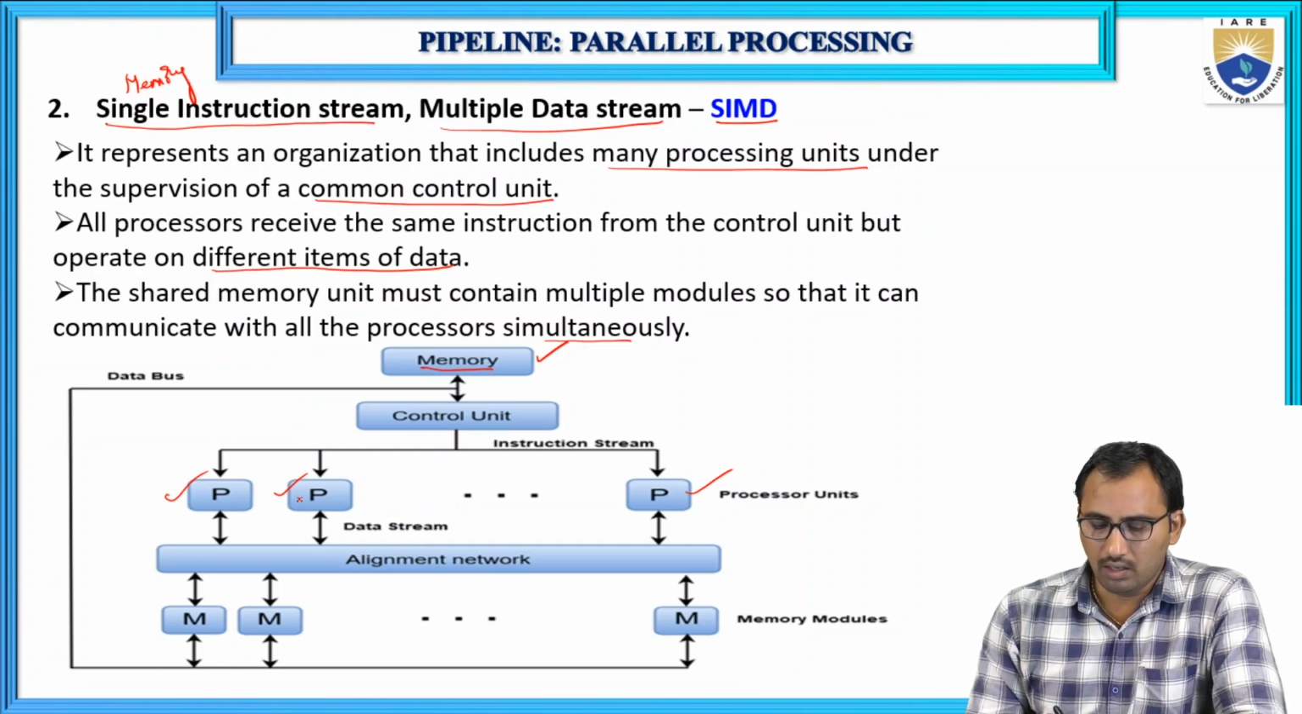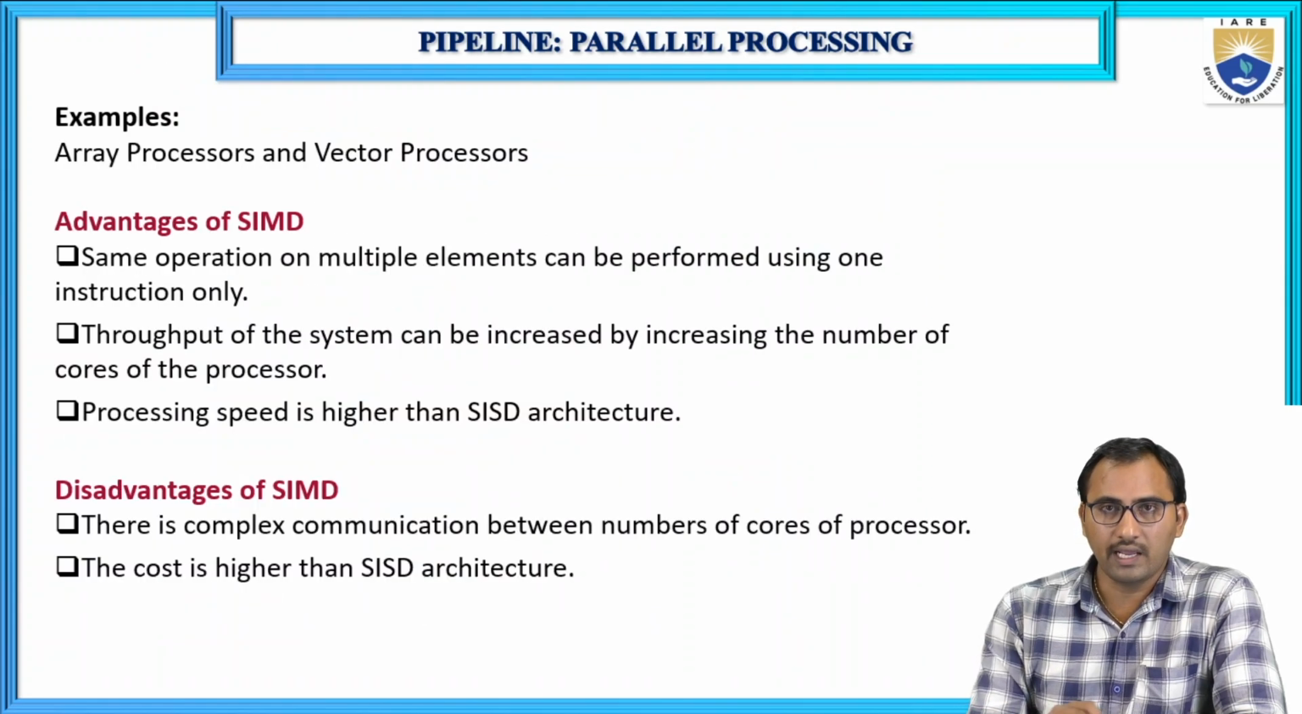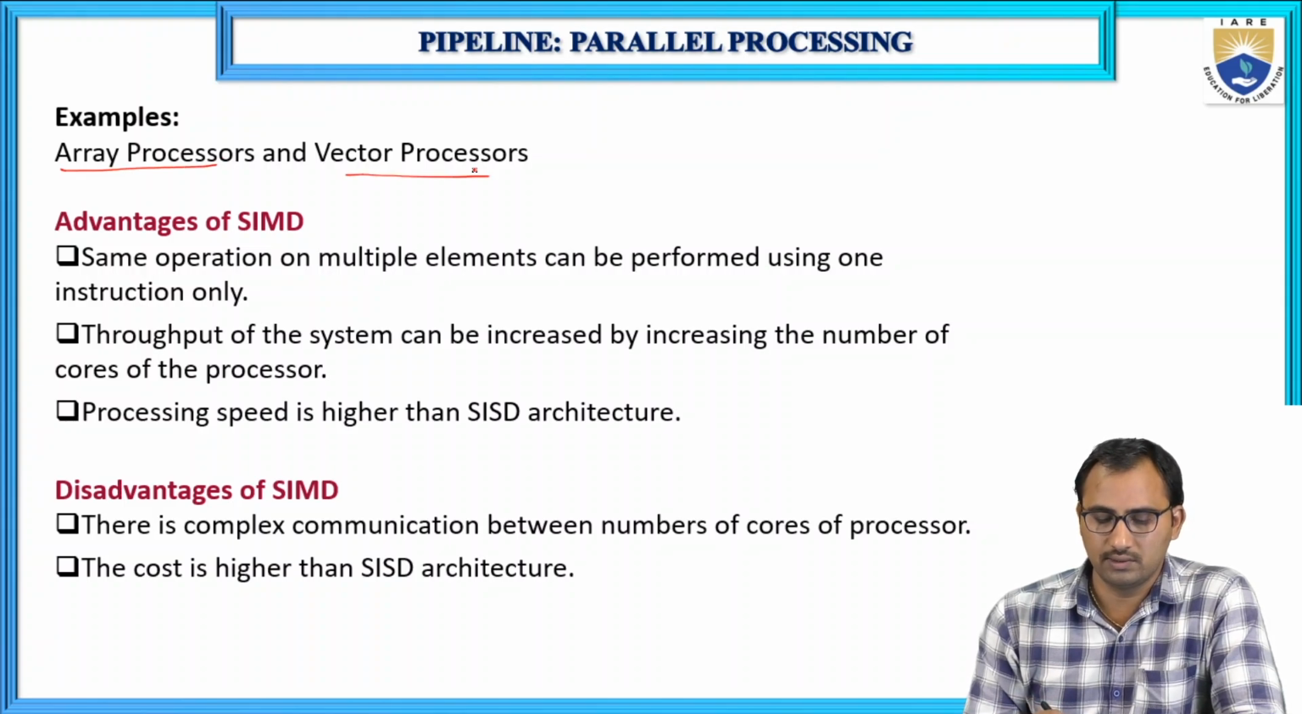Okay, and all these different processors are operating on the same set of data. So they are using a single memory. That is called the shared memory. And examples of this type are array processors and vector processors.